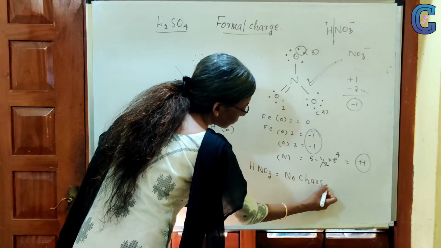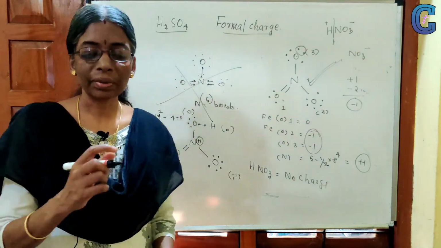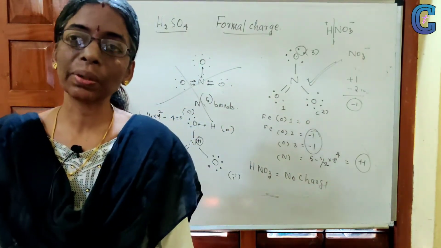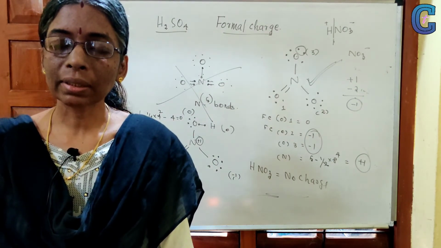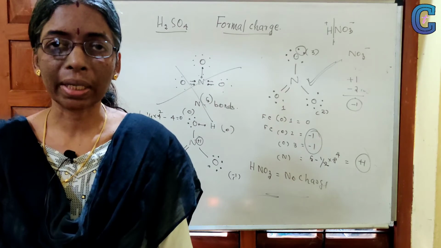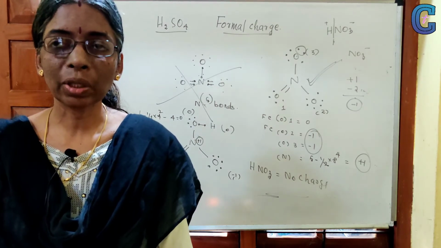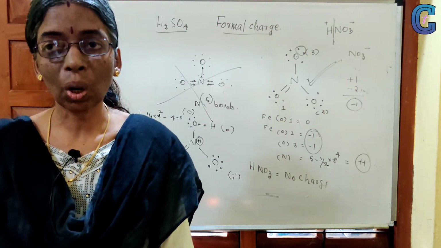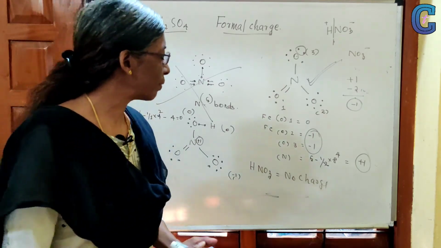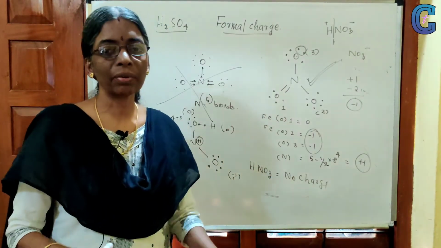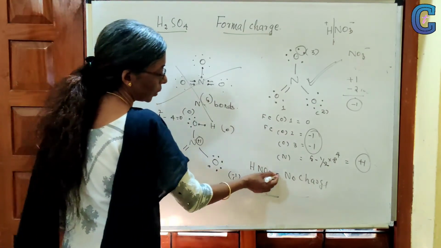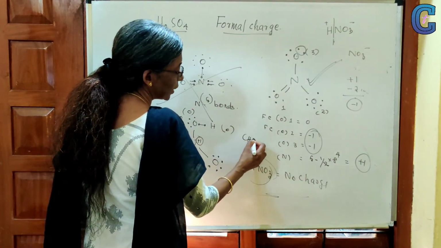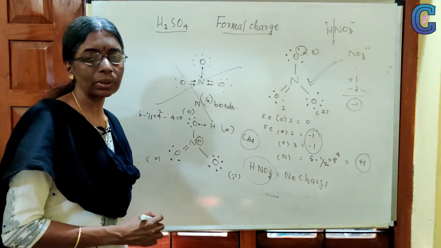No charge. Children, see here, today we have studied formal charge. First you have to study what formal charge is. Formal charge is the charge given to an individual atom, but for polyatomic ions as a whole, the charge is given for all the atoms together. But here we are giving charge to each individual atom. So for a neutral molecule like HNO3, or you can write CH4, there is no charge.